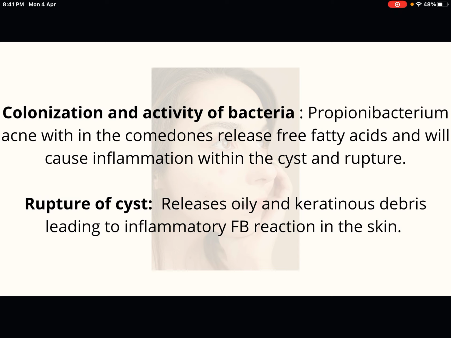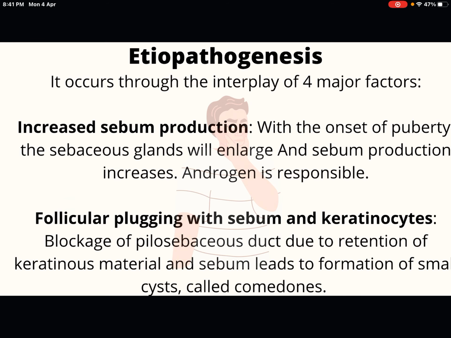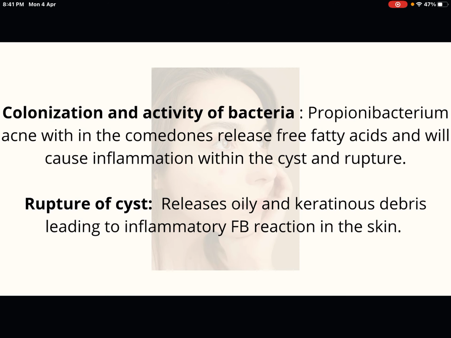After the rupture of the cyst, the oily keratinous debris will come out and cause an inflammatory foreign body reaction in our skin. So this is the etiopathogenesis of acne vulgaris. There are 4 major factors: increased sebum production, follicular plugging with sebum and keratinocytes, colonization and activity of Propionibacterium acnes inside the comedone, and rupture of the cyst, releasing the oily keratinous debris and causing a foreign body reaction in our skin.